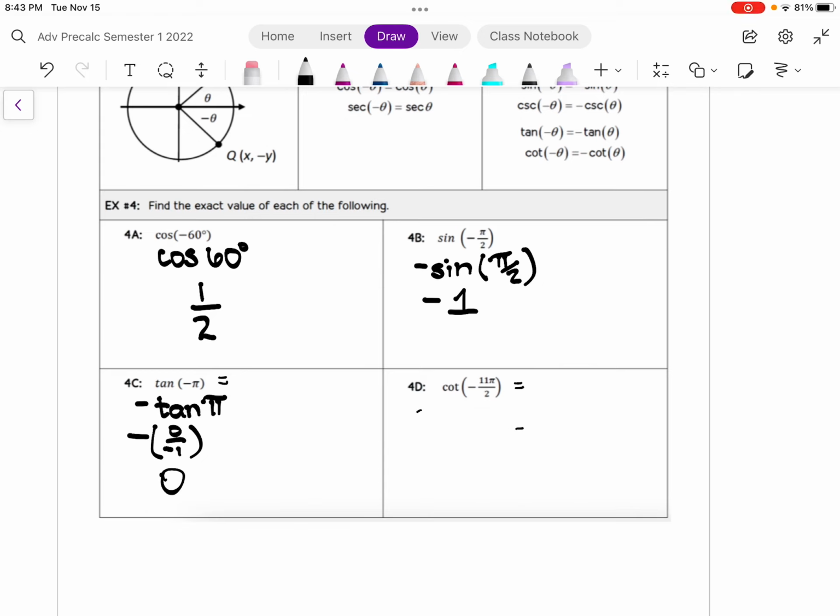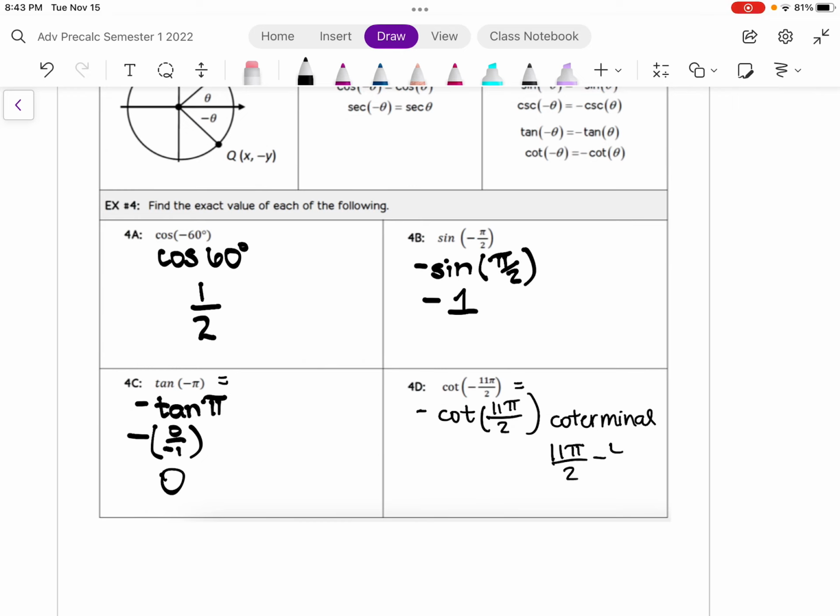And last one here. Same idea. Negative cotangent of 11 pi over 2. But now they try to trick you a little bit. Because 11 pi over 2, what the heck? That is over 2 pi. So remember, that is a coterminal angle. We need to keep subtracting 2 pi in order to get that to something that is on the unit circle.